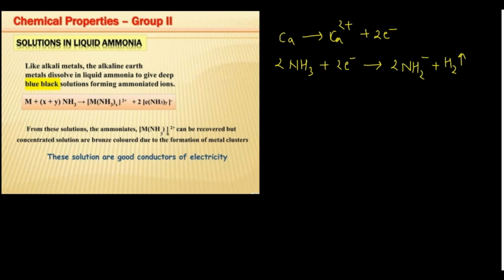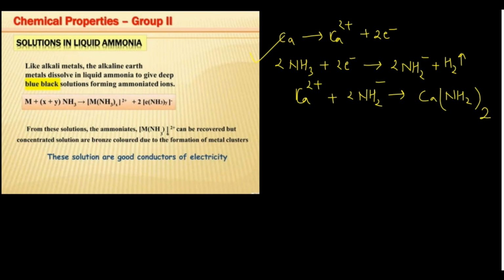And after that, the metal ion which you have formed in the first reaction, like calcium, can react with these amides to form the metal amides. This is NH2 whole twice, right? This is the specific reaction about calcium, but you can generalize it by taking M instead of calcium, or you can replace this calcium with magnesium or strontium or barium, whatever.